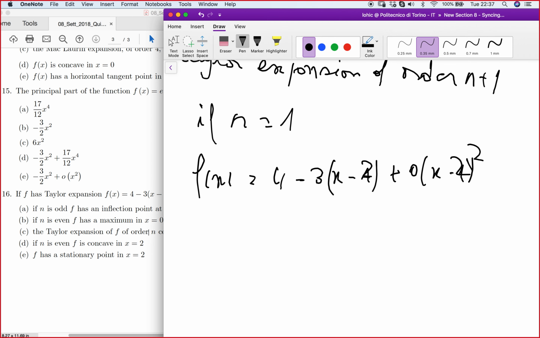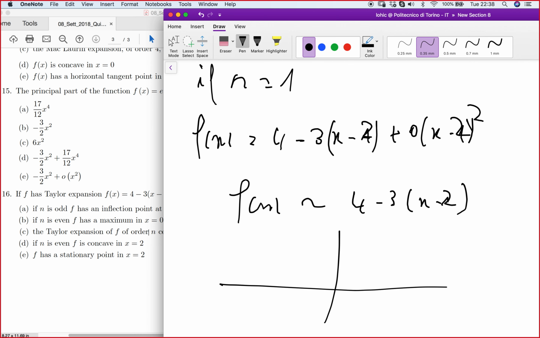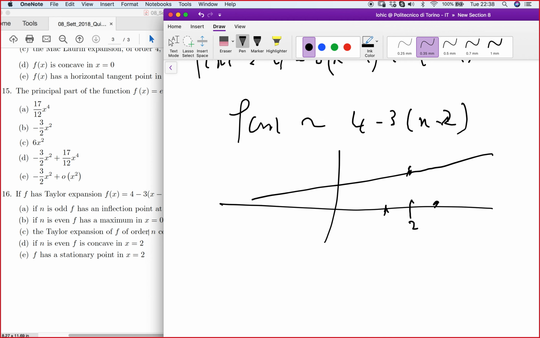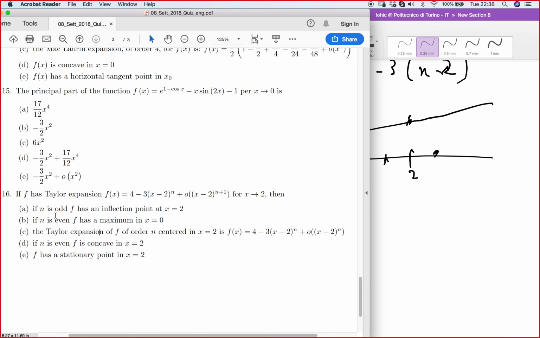So this function is equivalent to 4 minus 3 multiplied by (x minus 2). But what is this? This is just a line, right? Doubts? So the function in the neighborhood of 2 behaves like a line, so there is no inflection point. So for n equal 1 there is no inflection point, but they are saying that for any n which is odd, there is an inflection point.